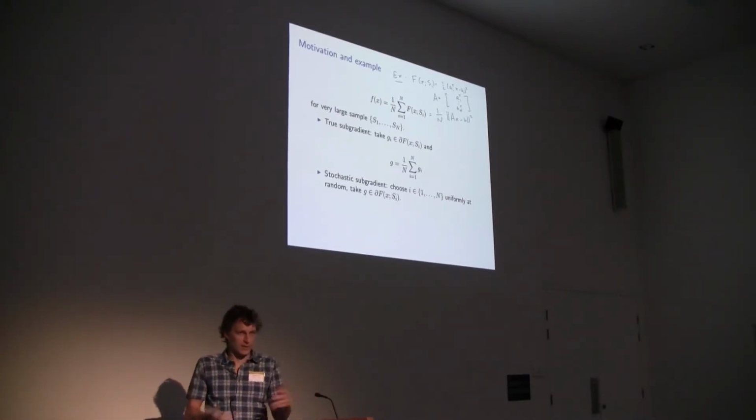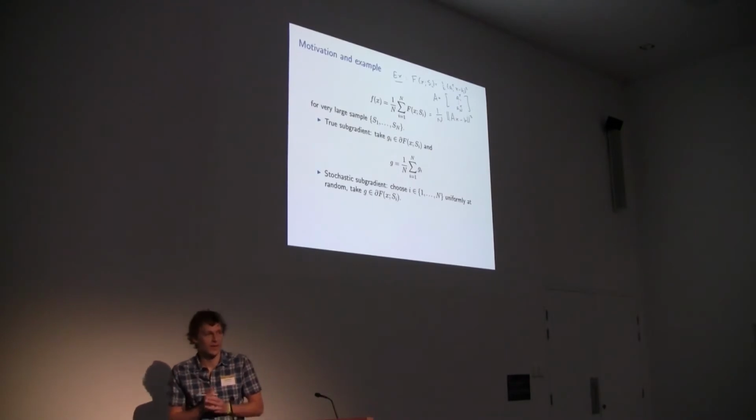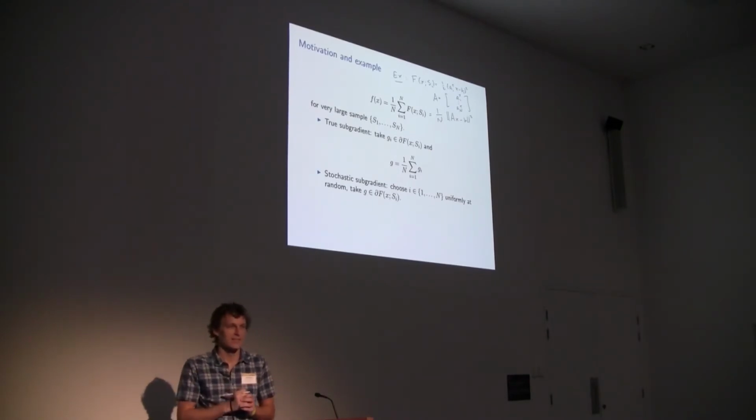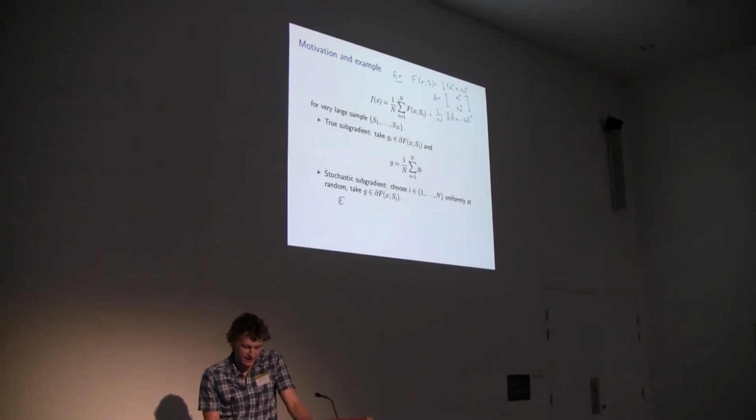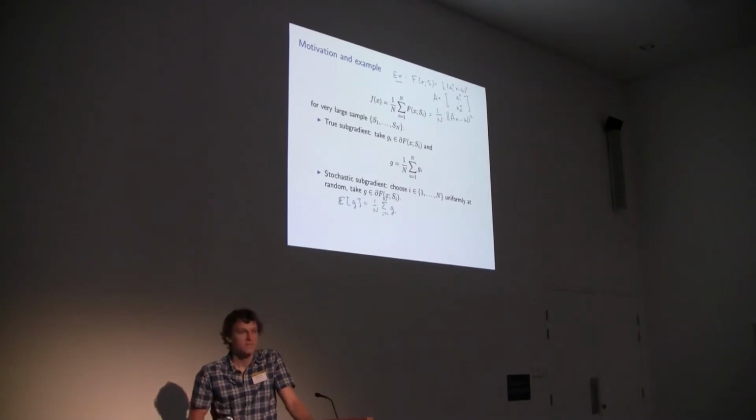This is not a trick question. I'm actually asking you. I want to make sure we're awake and happy. G. What's that? G. G, right. It's the correct subgradient, right? Because the expectation of this guy is just 1 on n, sum i equals 1 to n of g_i.